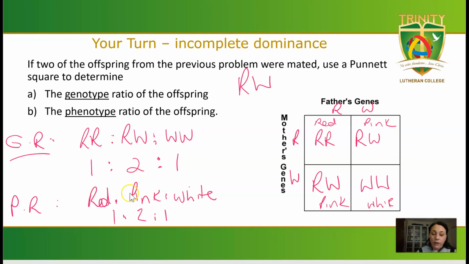It's really important when you annotate these for the phenotype and genotype ratio that you define which alleles and which phenotypes you're talking about, and the order. Because if you just give me numbers, I don't know which ones you're actually talking about. Really important that you determine those before you put your answer down.